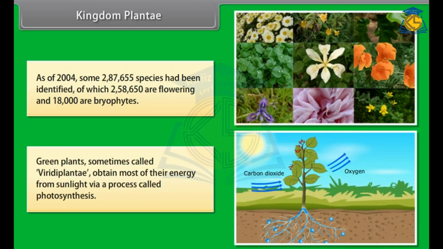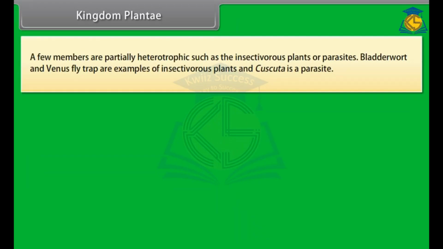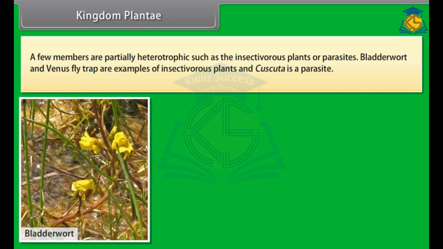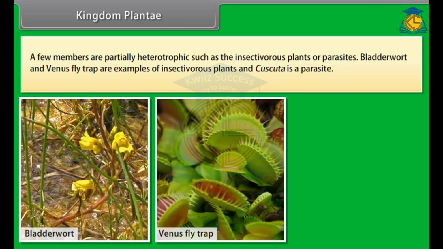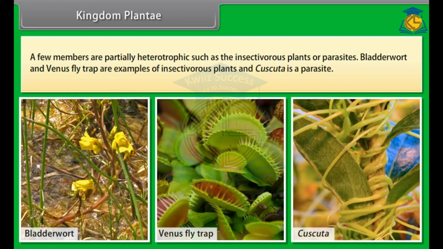Green plants, sometimes called viridiplantae, obtain most of their energy from sunlight via a process called photosynthesis. A few members are partially heterotrophic, such as the insectivorous plants or parasites. Bladderwort and Venus flytrap are examples of insectivorous plants, and Cuscuta is a parasite. Division of Kingdom Plantae.